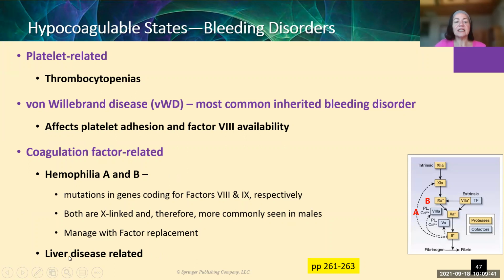And then finally, if a patient is suffering from liver-related disease, in general, their liver is not going to be making proteins properly, including these coagulation factors. So patients suffering from cirrhosis or liver cancer are going to have trouble with clotting. They're not going to be able to clot as well because they won't have enough of these clotting factors in the blood. This stuff is all covered on pages 261 through 263 in our textbook.